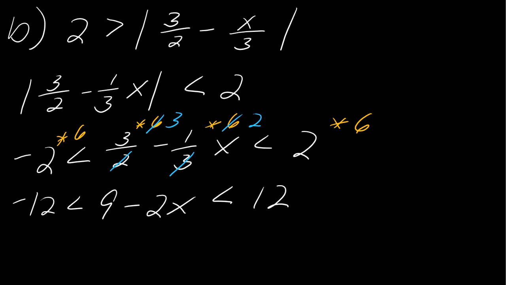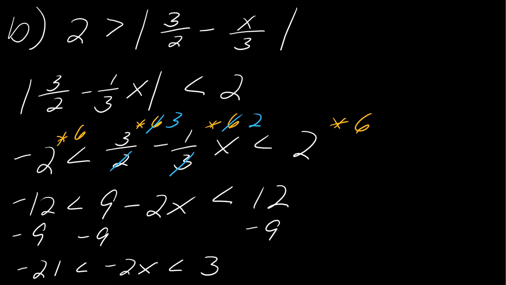Okay, so now let's keep going with this. Now I just go ahead and solve as usual. So now I need to subtract the 9 from all sides. So I'll go ahead and subtract the 9. That's going to leave me with negative 21 less than 2x less than 3.